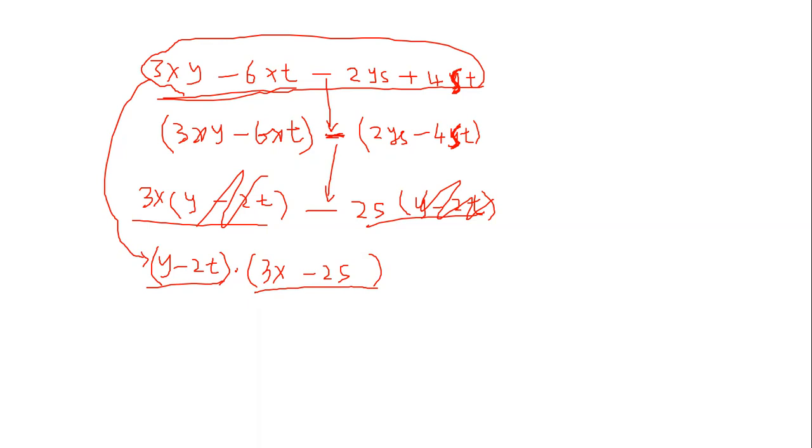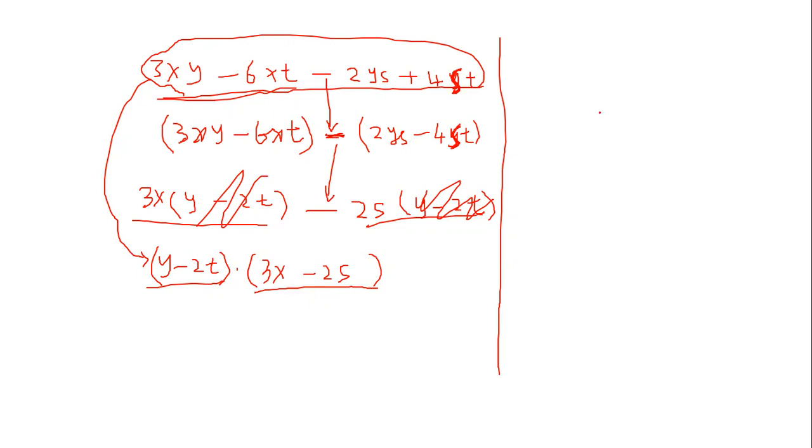Now let's talk about the trinomial with the leading coefficient not equal to 1. That will be a little complicated case. We need to combine the last two methods we talked about: one is the leading coefficient equal to 1, and the other is the grouping method. Okay, so let me make examples.